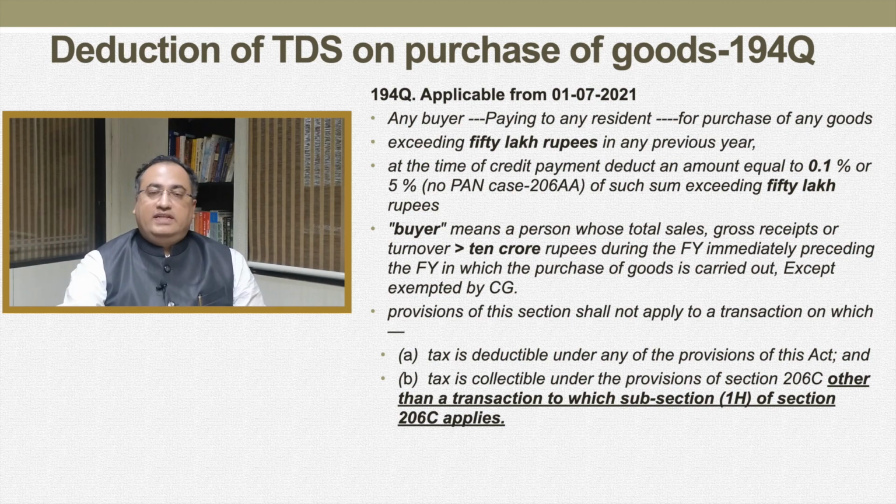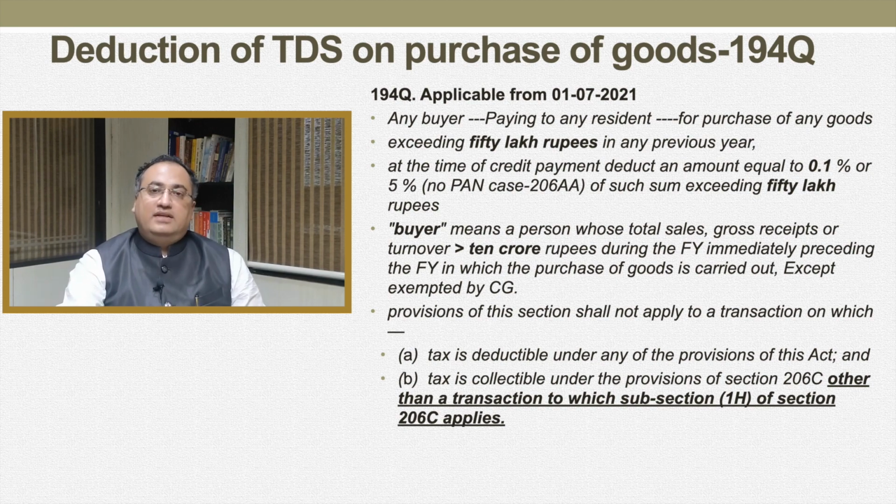applicable. So what is the rate of TDS? Rate of TDS is 0.1% of the transaction amount. However, there is one section which we will also discuss very briefly in this presentation only, section 206AA, which says in case PAN is not provided, the TDS will be deducted at the rate of 5%.